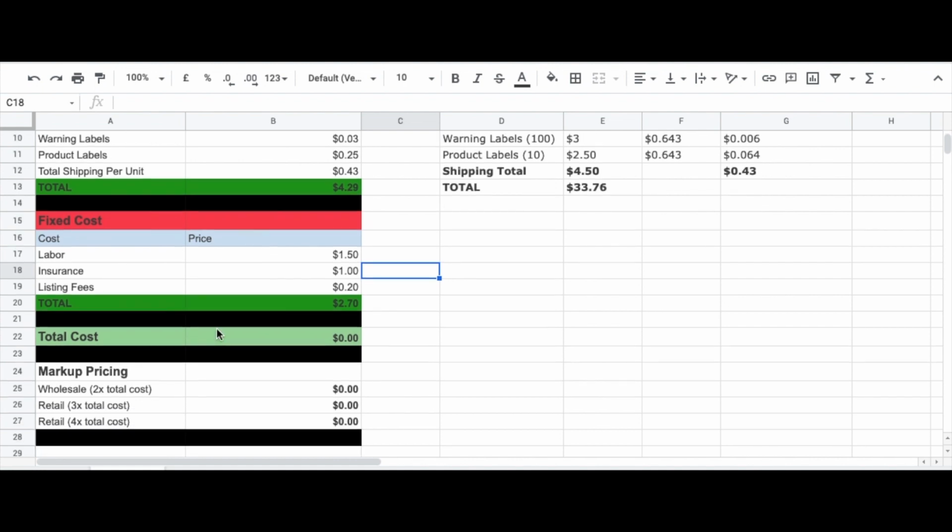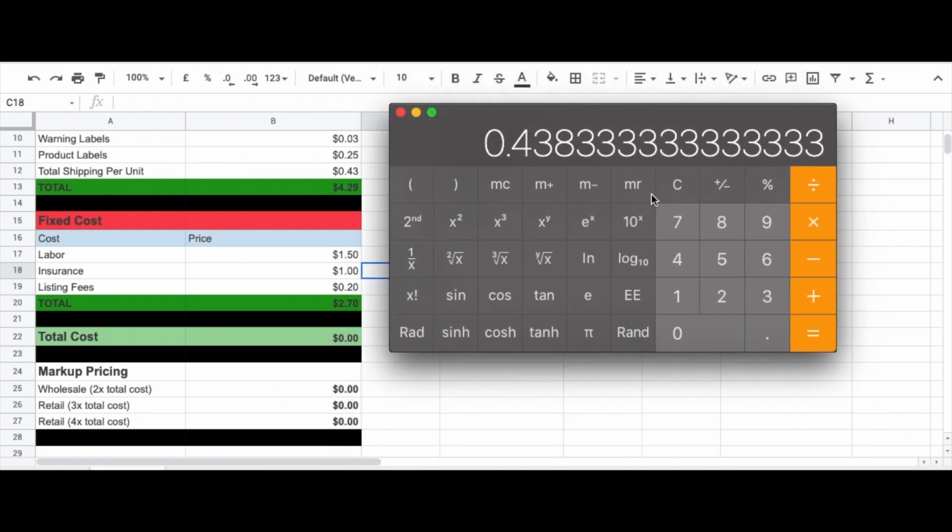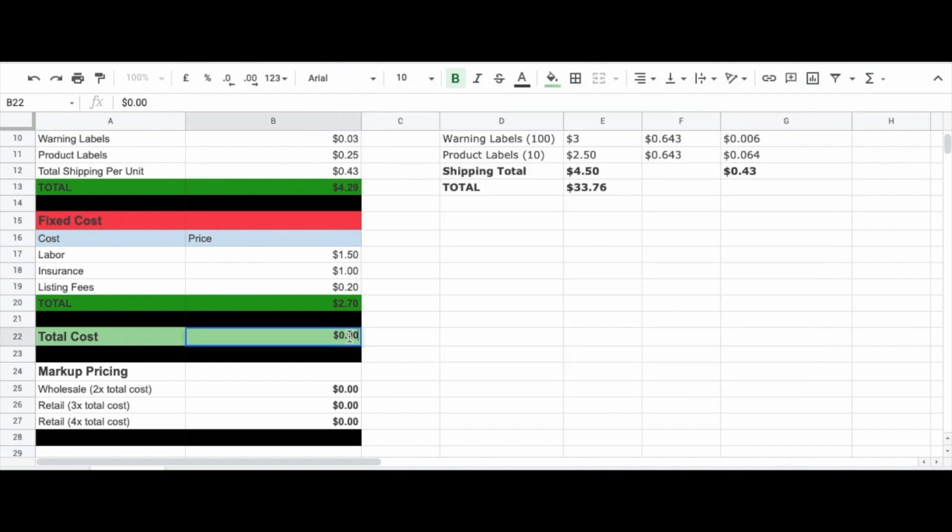So now that we found our variable cost and our fixed cost, we're just going to go ahead and add our variable cost to our fixed cost. So pull up your calculator again and let's calculate. Our variable cost is 4.29 plus our fixed cost, which is 2.70. So our total cost is 6.99. So this is what it costs us to make one candle.